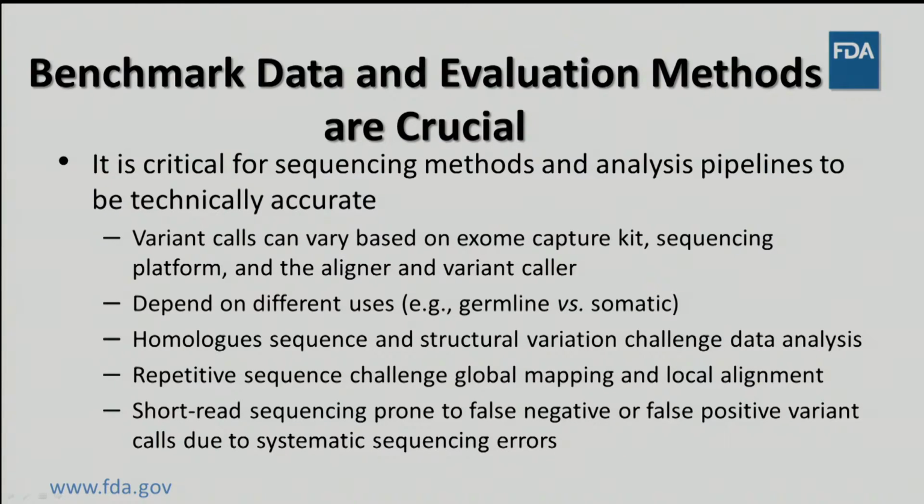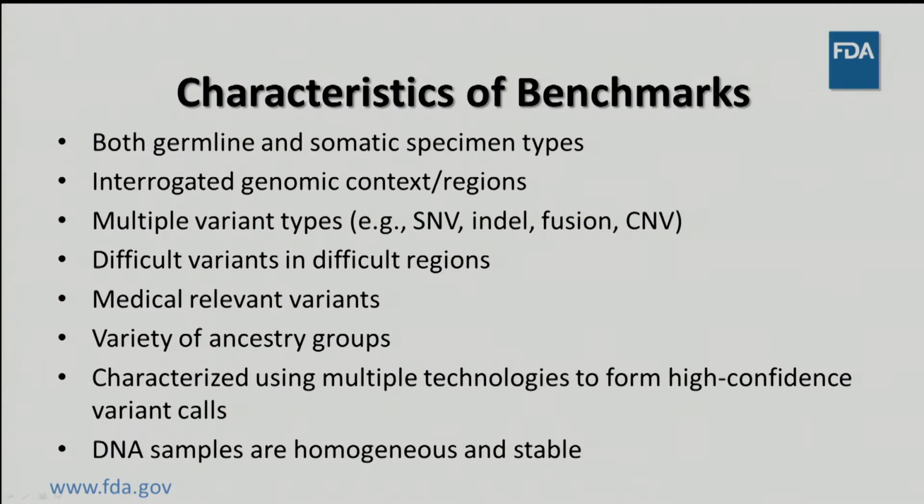Current short-read sequencing technology is prone to false negative or false positive variant calls because of systematic sequencing errors, which you have learned in the third module of this course. So you know that benchmark data and evaluation methods are crucial. Then what are good benchmarks?